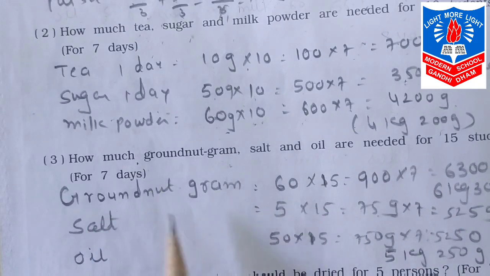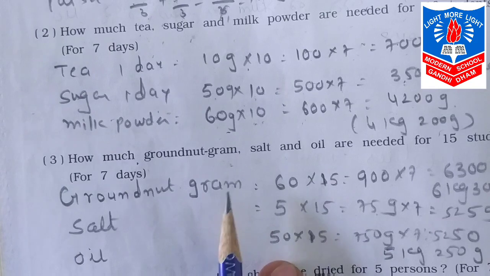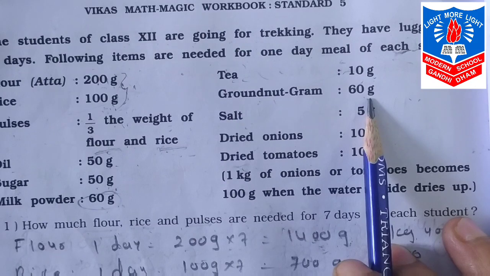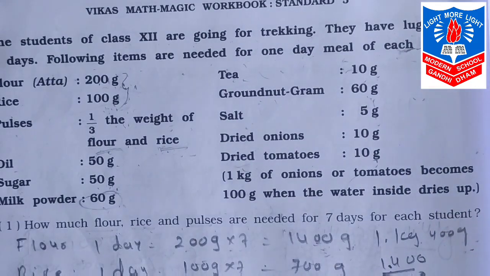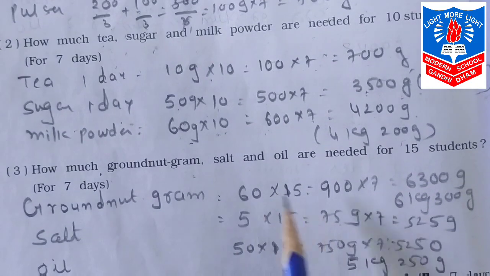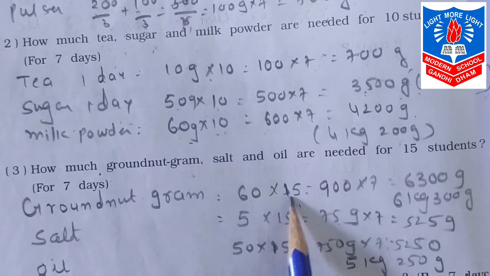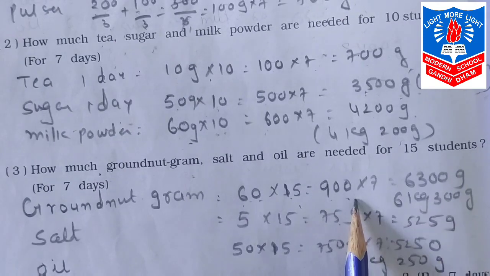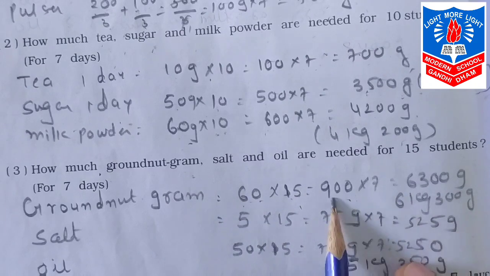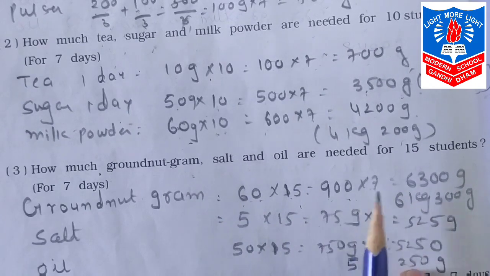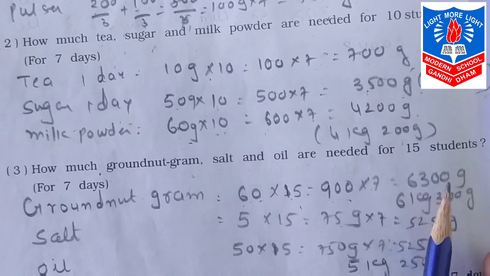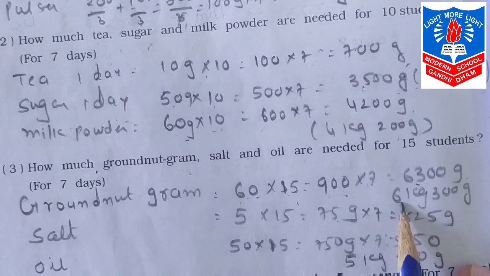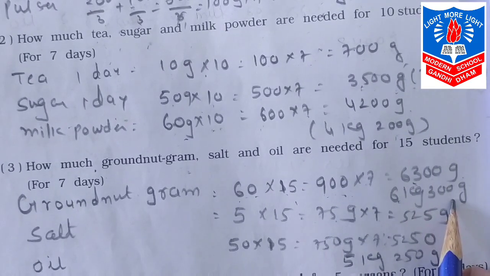7 days. Okay, groundnut gram. Where is the groundnut gram? See, here is 60 gram for each student. So here is 15 students. So 60 into 15 is equal to, 15 6s are 90 and 1 0 is equal to 900. And 900 for 1 day. So 7 days how much? So multiply by 7. 7 9s are 63. 6300 gram. We convert into kg. Keep point after 3 digits. So 6 kg and 300 gram.